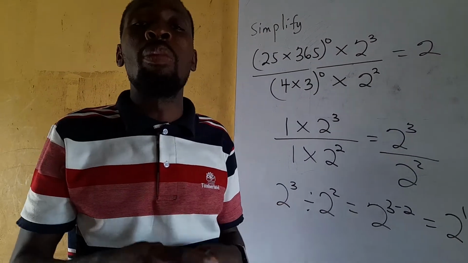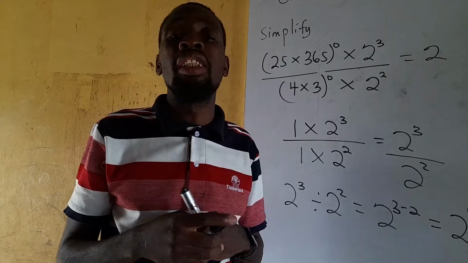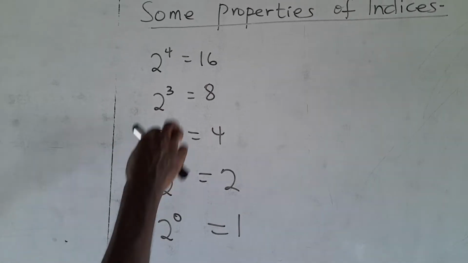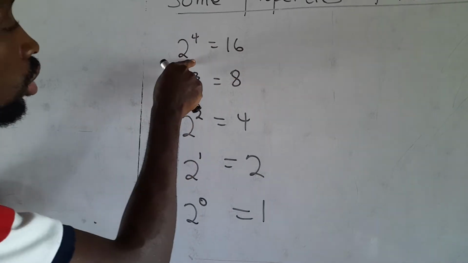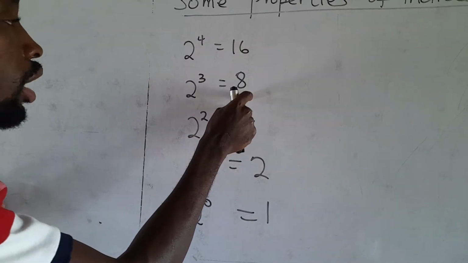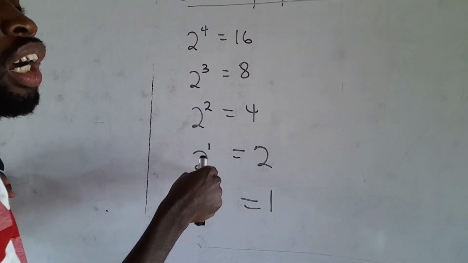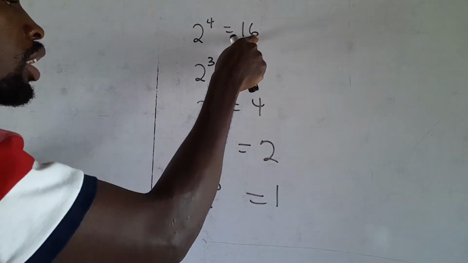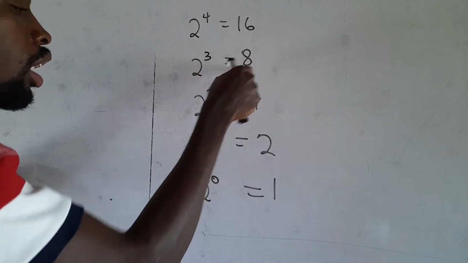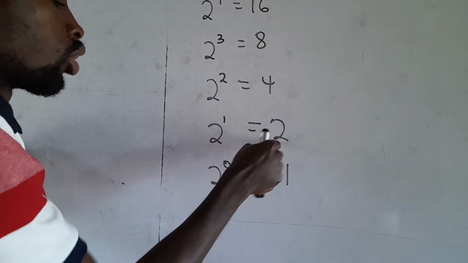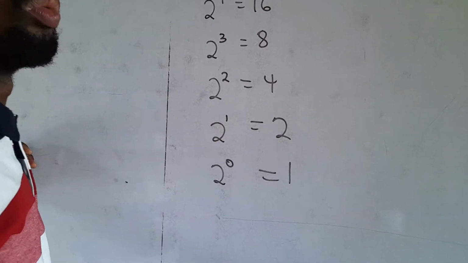Now we'll look at another property governing indices. Using the first one, we said to get this answer, we divide the subsequent one by the base 2 as the power decreases by 1. So 16 divided by 2, 8. 8 divided by 2, 4. 4 divided by 2, 2. And 2 divided by 2 will be 1.